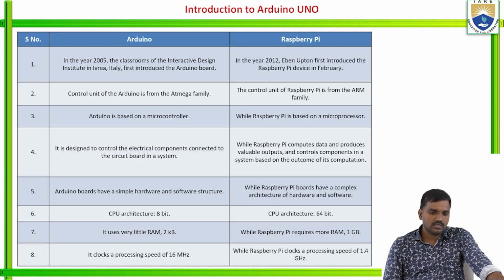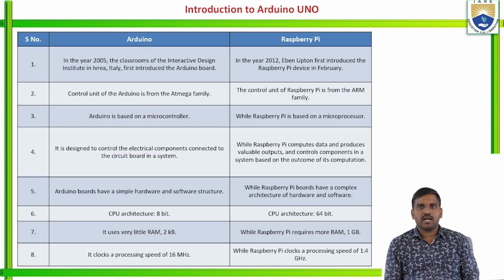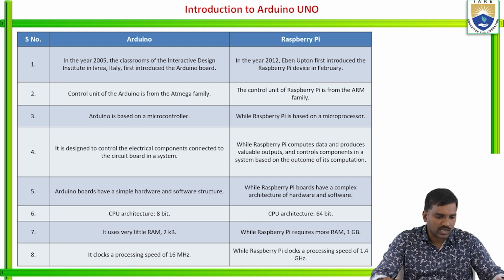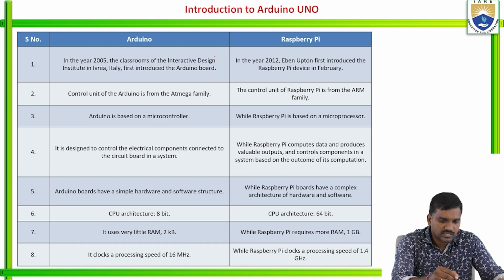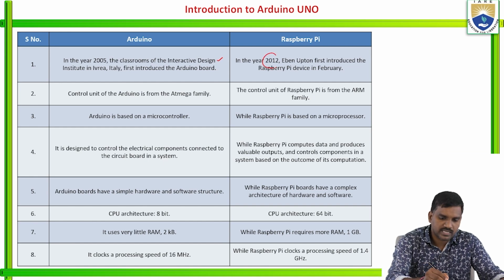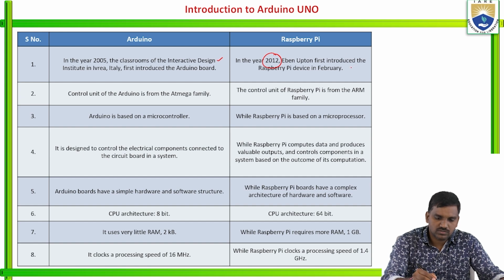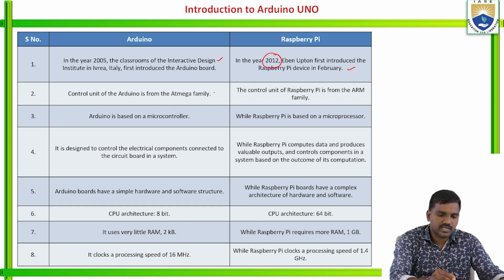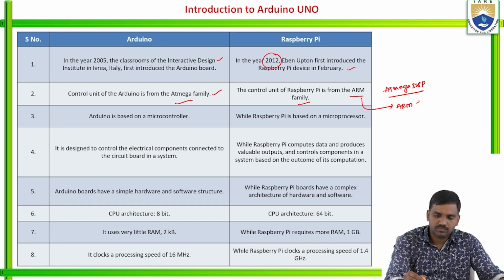So the last topic is the differences between Arduino Uno board and Raspberry Pi. What are the main differences? In 2005, at the Interaction Design Institute in Ivrea, Italy, the Arduino board was first introduced. In 2012, Raspberry Pi came out, from the Raspberry Pi Foundation in the UK. The control unit of Arduino is from the ATmega family, the ATmega328P microcontroller, while Raspberry Pi uses the ARM family.